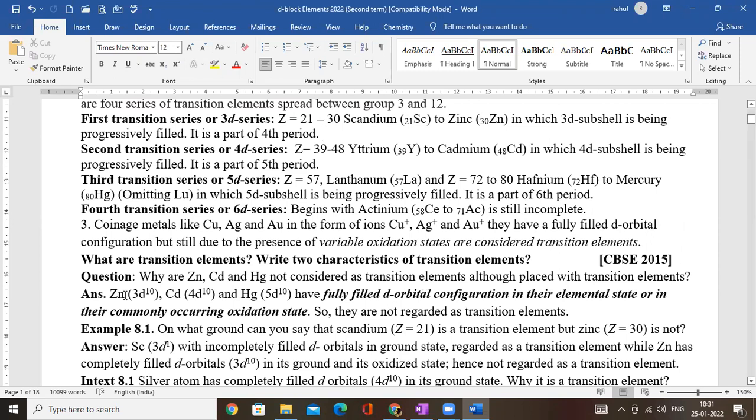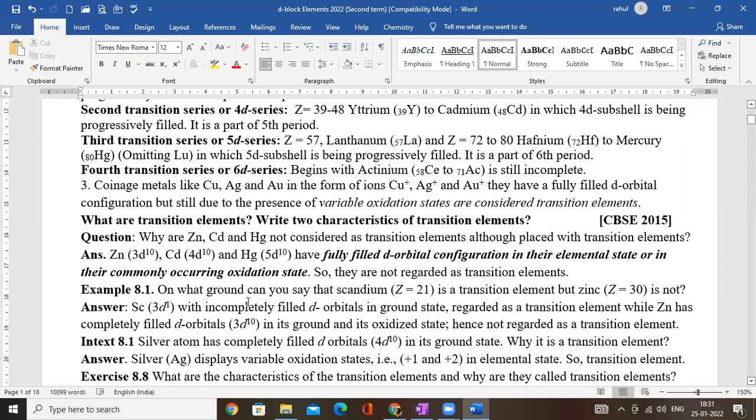In the same way, take up example 8.1: on what ground can you say scandium is a transition element but zinc is not? The answer is very simple. Scandium has 3d1, which is an incompletely filled or partially filled d orbital configuration in the ground state, so it should be regarded as a transition element, while zinc, 3d10, has a fully filled electronic configuration and should not be considered a transition element.